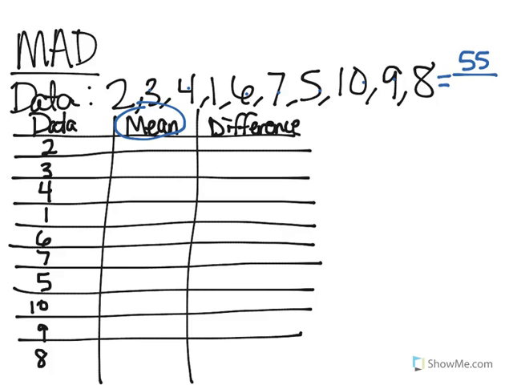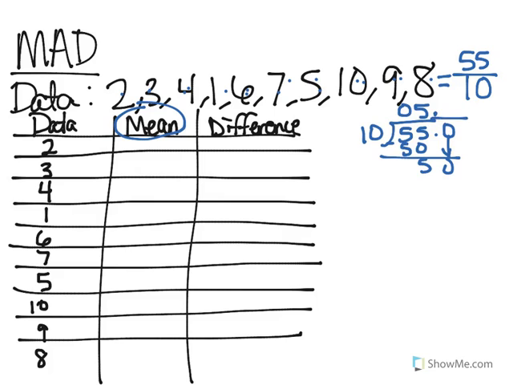And then I'm going to divide it by the number of data. So I have 1, 2, 3, 4, 5, 6, 7, 8, 9, 10. I have 10 numbers. So when I divide that, 10 goes into 55 5 times. I'm going to add a decimal and a 0. 10 goes into 50 5 times. So my mean is 5.5. So I'm going to write my 5.5 for my mean in the entire table.